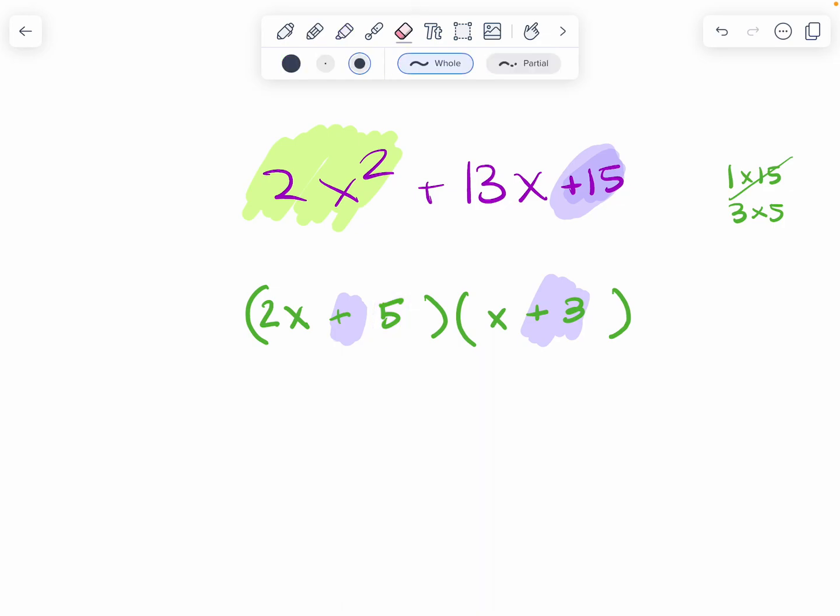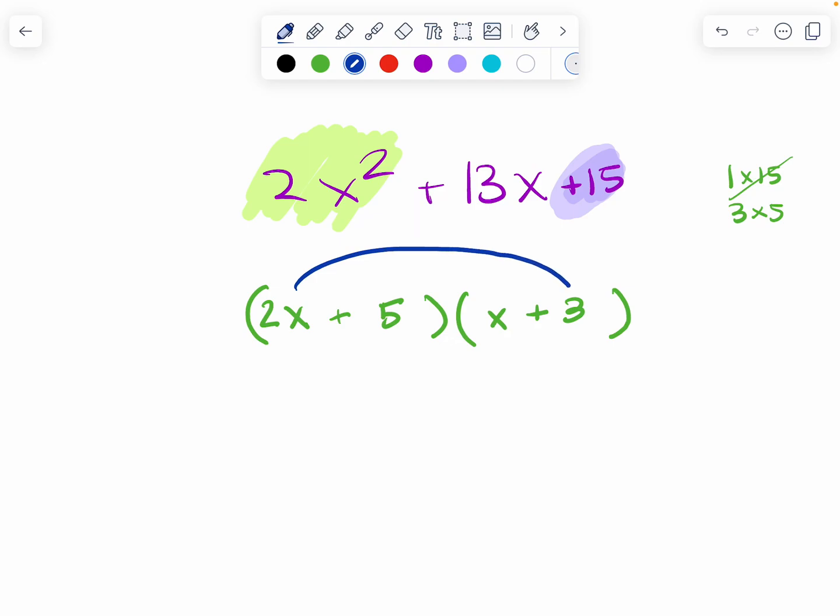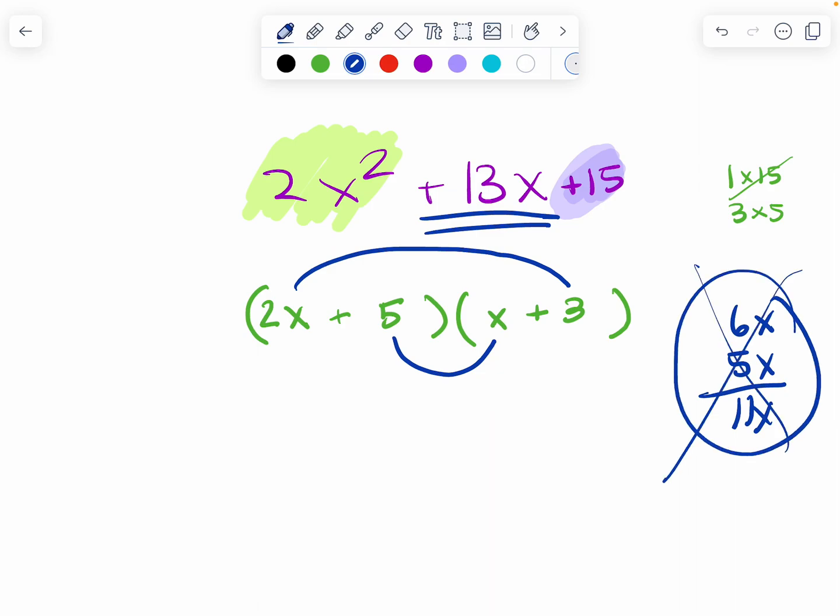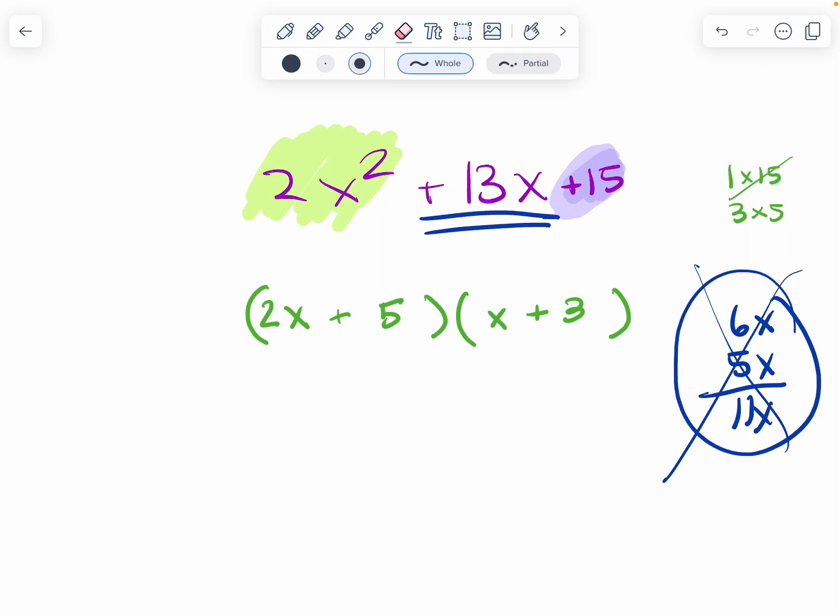Now what I'm going to do is make sure that the insides match. So I'm going to take my arrows and basically connect 2x to the 3. Well, 2x and 3 gives me 6x. 5 times x gives me 5x, and together that's 11 x's. I'm supposed to have 13 in the middle, not 11. So what this tells me is that the 5 and the 3 was the wrong choice.